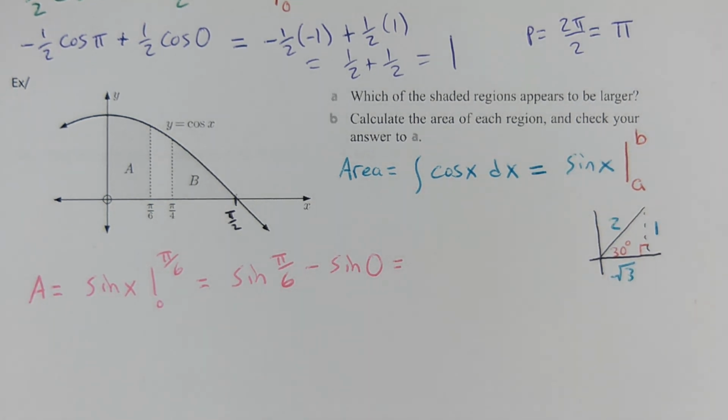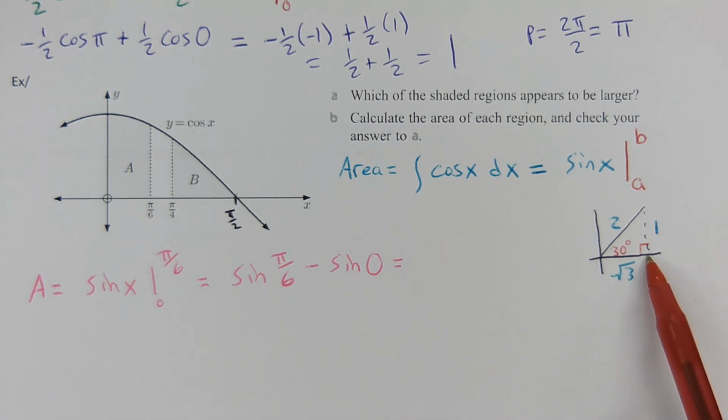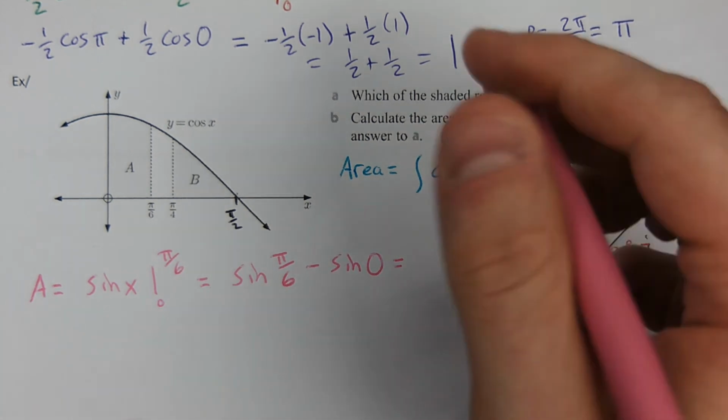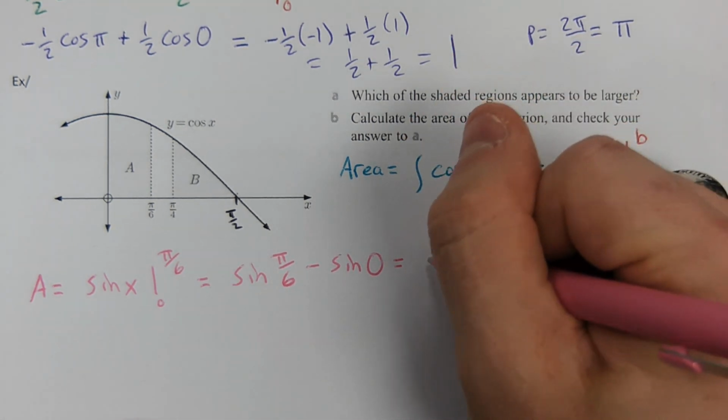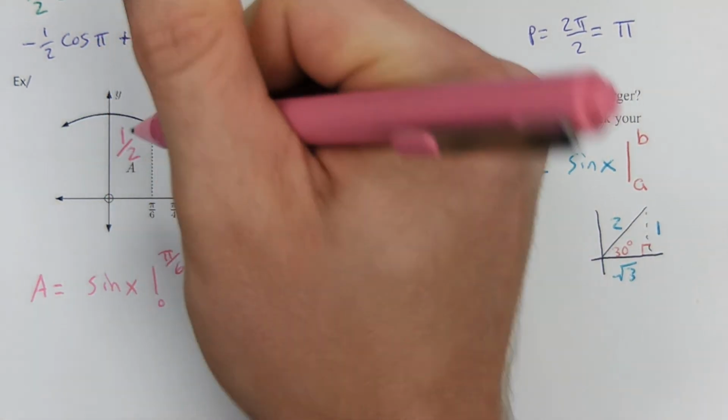Sine, being y over r, or opposite over hypotenuse here, gives us 1/2. And sine of 0 is just 0, because it's y over r, and if you're here, there is no y value. So this is just 1/2. Oops, that's not pink, that is red. The area of section A is just 1/2.